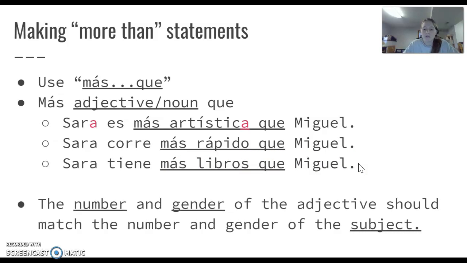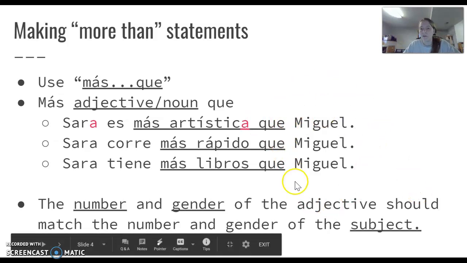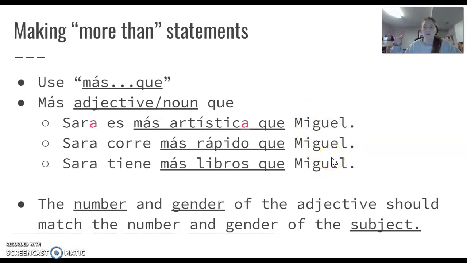Okay, so the number and gender of an adjective needs to match the number and gender of the subject. So in this example here, since Sara is feminine and singular, we would use artística. If we were talking about Sara and Lola, we would use Sara y Lola son más artísticas que Miguel. Miguel doesn't really have anything to do with the rest of our sentence. He's just here for extra detail. So our adjective doesn't need to match him. It needs to match the subject.